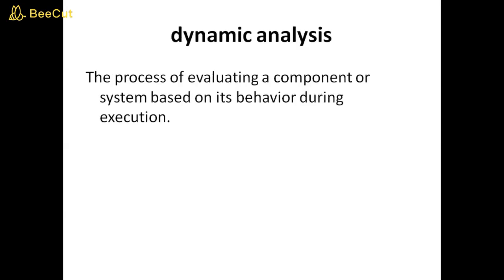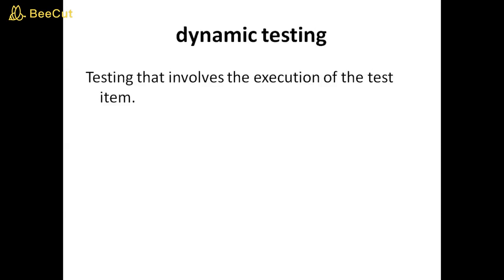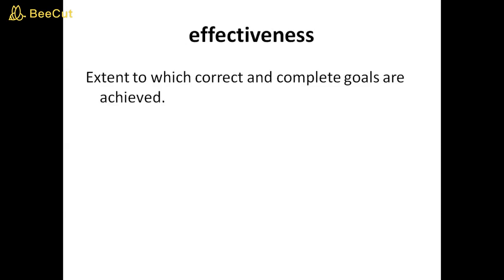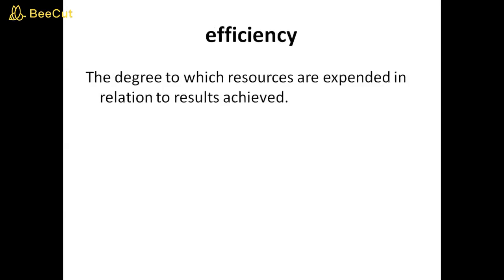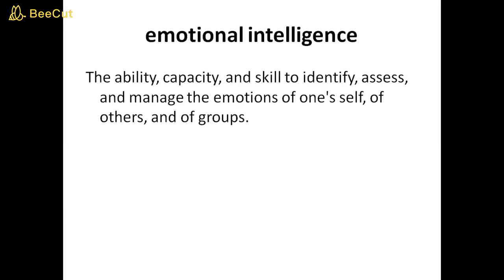Dynamic analysis. The process of evaluating a component or system based on its behavior during execution. Dynamic testing. Testing that involves the execution of the test item. Effectiveness. Extent to which correct and complete goals are achieved. Efficiency. The degree to which resources are expended in relation to results achieved. Emotional intelligence. The ability, capacity, and skill to identify, assess, and manage the emotions of oneself, of others, and of groups.